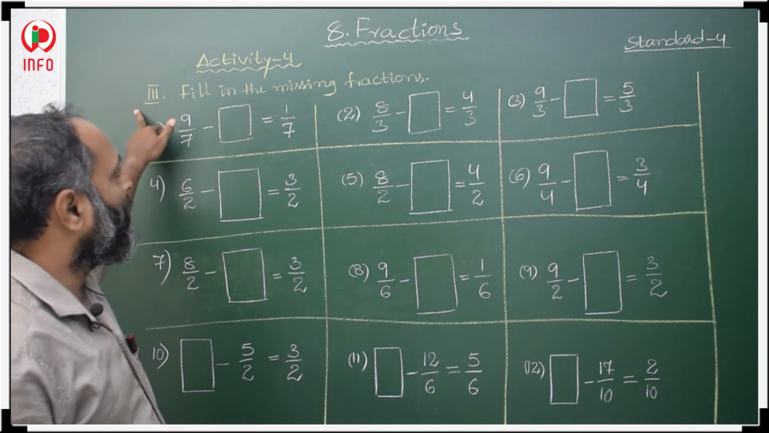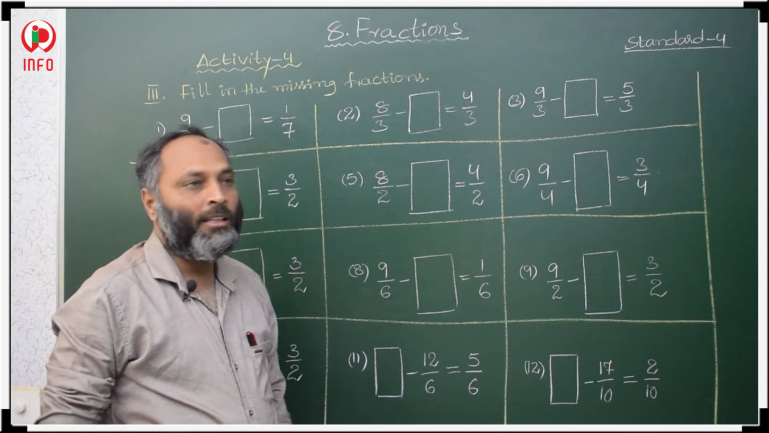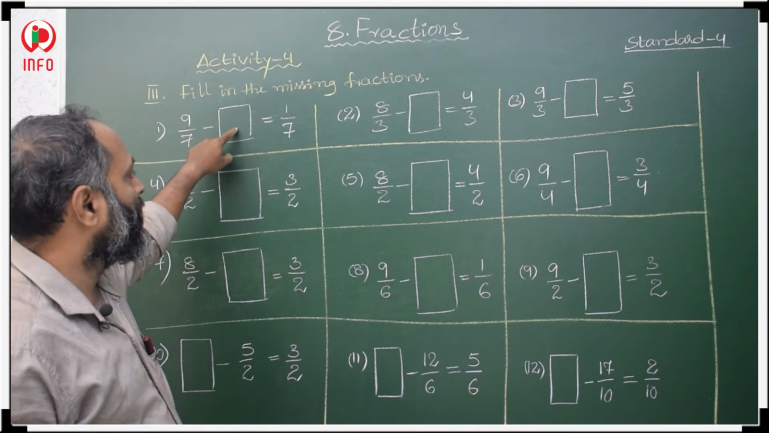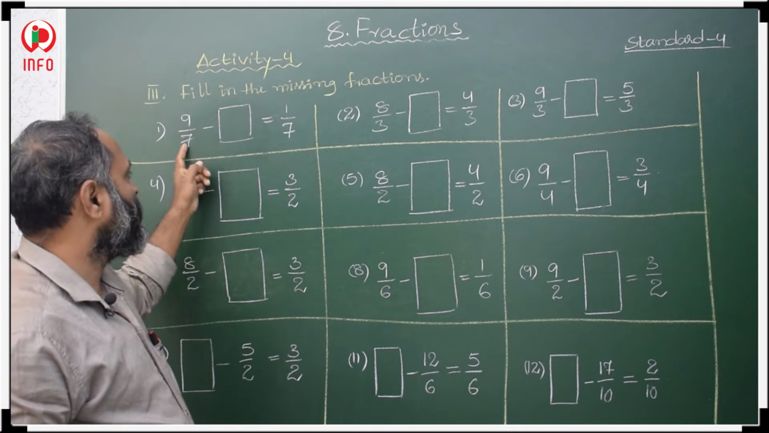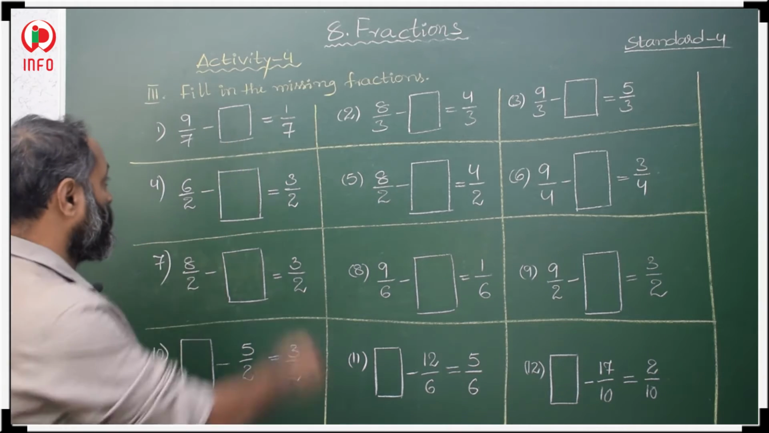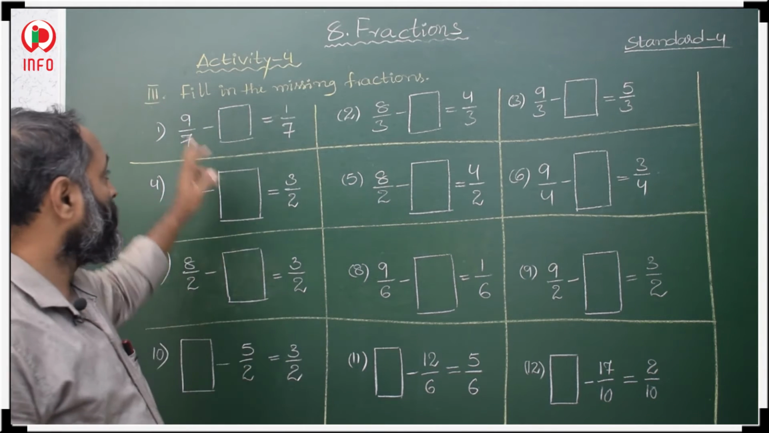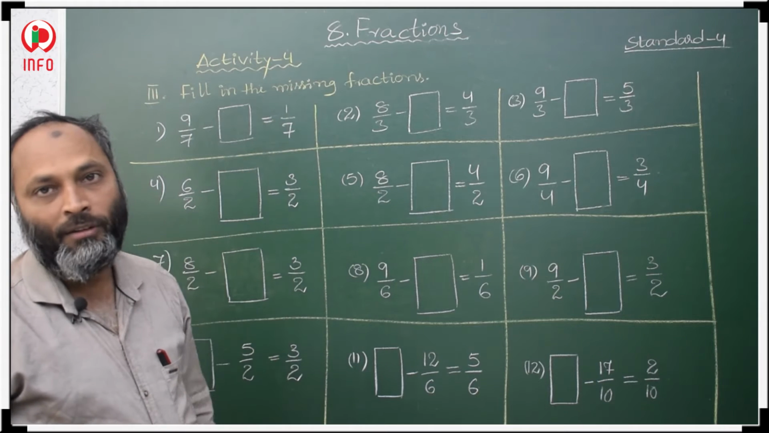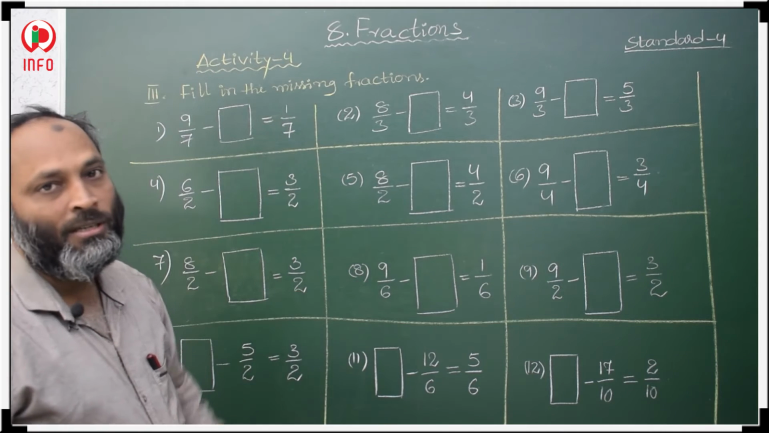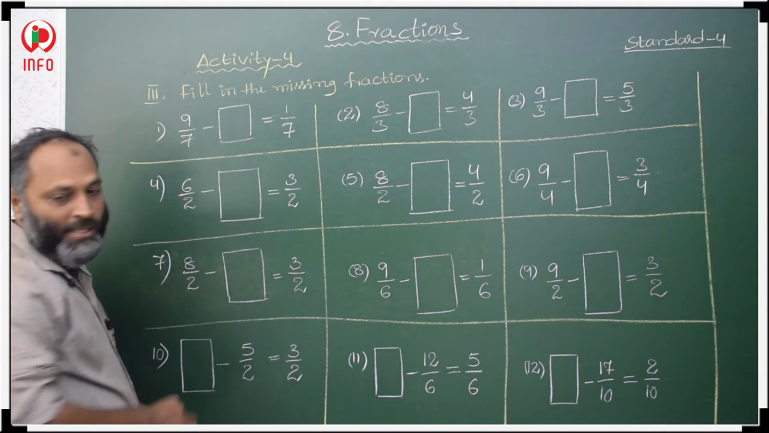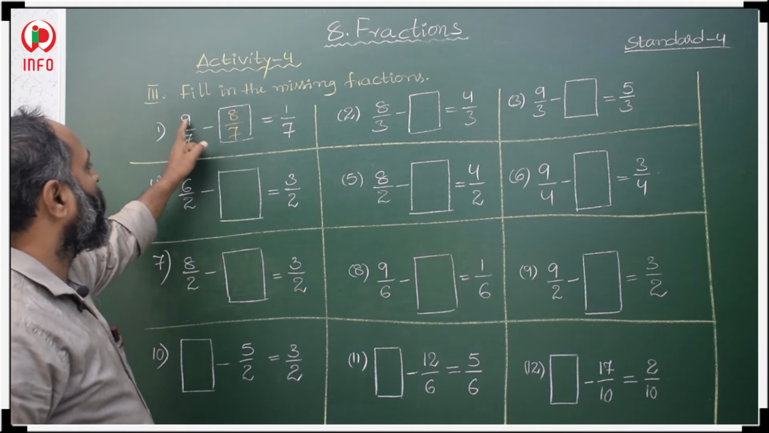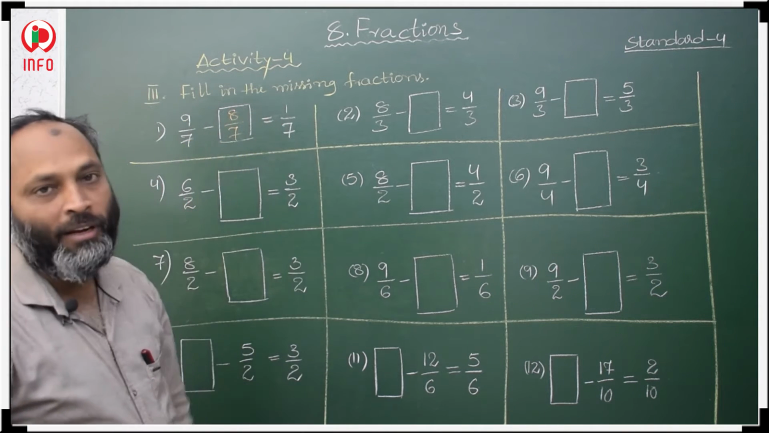Now, the third question, fill in the missing fraction. In the missing fraction we have to fill, so what will come in the box? Here 9 by 7 minus what, then you will get 1 by 7. Here see, 7 by 7, these are like fractions. So, like fractions means we just have to check the numerators. What do we have to subtract to get 1? It is very simple. So, we have to do 9 minus 1. 9 minus 1 is how much? 8. So, we have to write here 8 by 7. It means 9 minus 8 is 1. So, common denominator we take once.